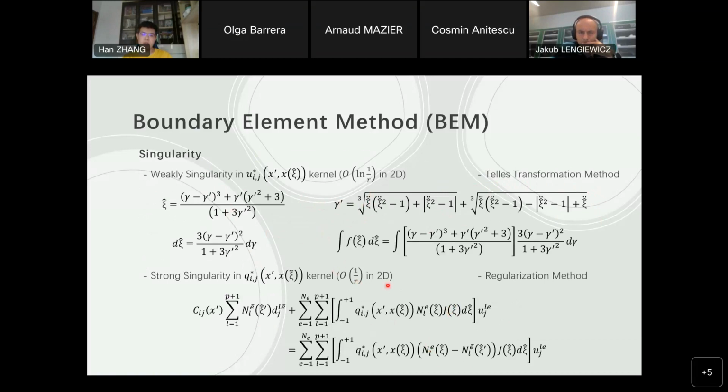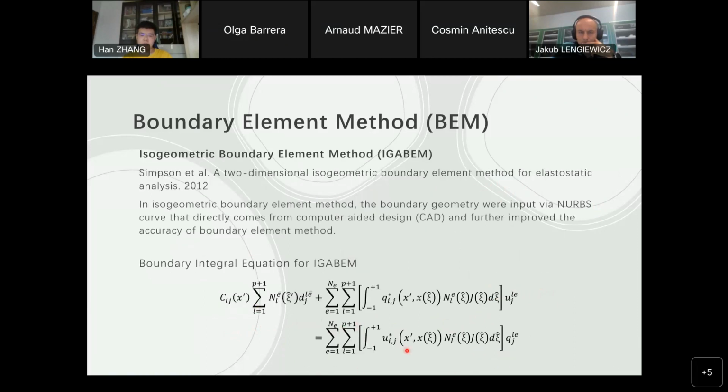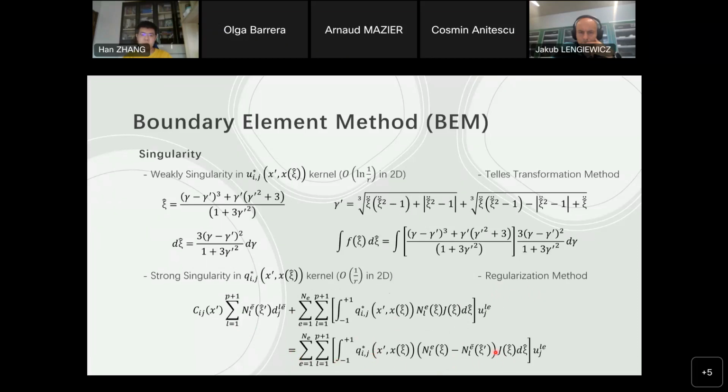And for the strong singularity, there are multiple methods, such as the singularity subtraction technique or Taylor expansion with abandoning the higher order terms. For our research, we use a regularization method, or maybe known as the constant subtraction technique. This method solves the singularity by removing the singular point. And with this method, the left-hand side of this boundary integral equation will be in this form.